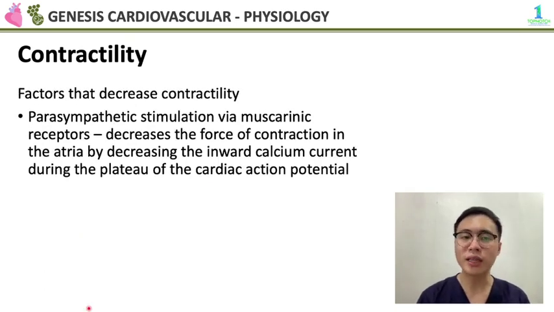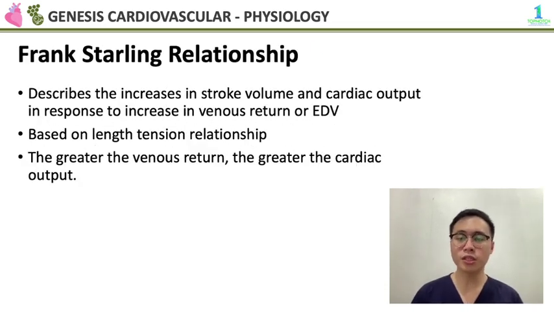Okay, so how now do we decrease contractility? So basically, this is just like a reverse of the concepts that we discussed earlier. So one example would be parasympathetic stimulation via the muscarinic receptors. So if we decrease the inward calcium current, we decrease the force of contraction. Ganun lang yun. Diba kanina, increase calcium, increase contractility. Ngayon, less calcium, less contraction. Okay? And in the same way, beta stimulation can increase the cardiac contractility. Giving beta blockers will decrease naman cardiac contractility.